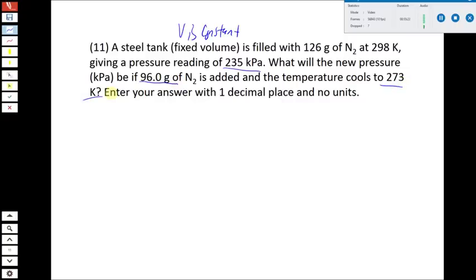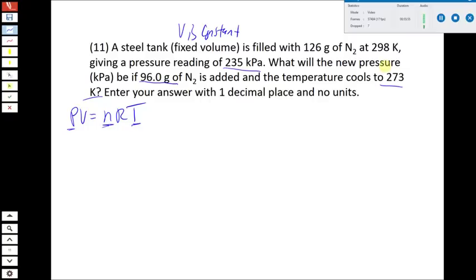We're starting with an initial sample of gas, that's 126 grams of nitrogen, 298 Kelvin, 235 kilopascals. We're adding more nitrogen and we're cooling it down. We want to know what's the effect on the pressure. All right, so we still are going to start with PV equals nRT. And this time the things that are changing, we said that volume is constant, so we're not going to worry about volume, but pressure is changing, that's what we're trying to find. Number of moles is changing, because we're adding more gas to the tank. And the temperature is also changing, from 298 to 273.